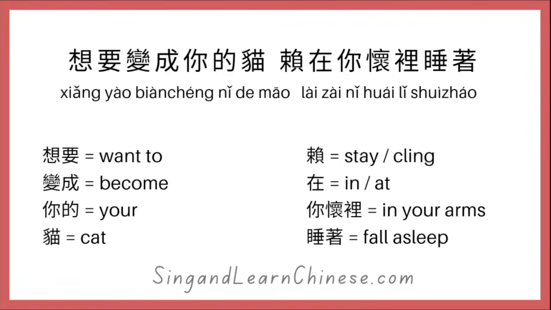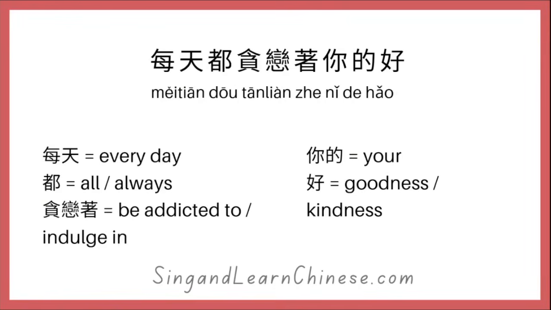Moving on. 想要变成你的猫. 赖在你怀里睡觉. Okay, 想要 means want to. 变成 is turn into, become. 你的 your, 猫 cat. Want to be your cat. 赖在 is to lean on, to cling to, basically hold on to someone. 你怀里 in your embrace. 睡觉, 睡着 is to fall asleep. So 想要变成你的猫，赖在你怀里睡着. And then we have 每天都贪恋着你的好.